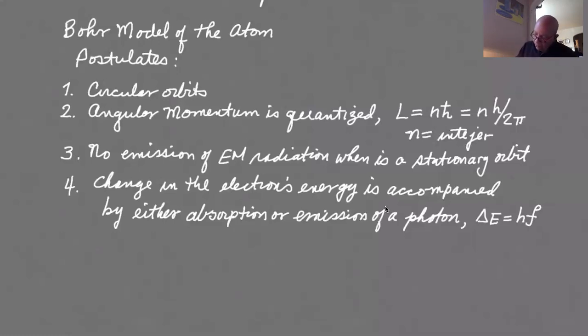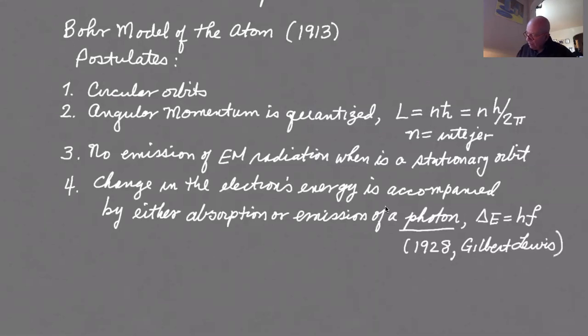So just to recall, this is 1913, okay? The word photon still hasn't been invented. The word photon actually is invented in 1928 by Gilbert Lewis. He was a chemist, famous for Lewis structures.